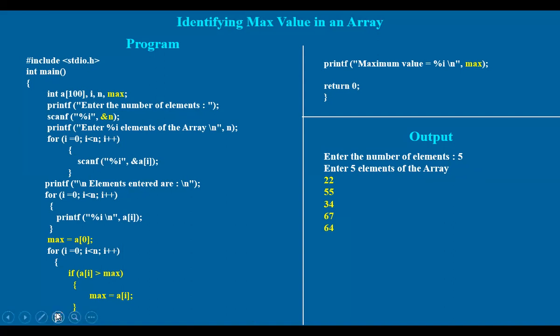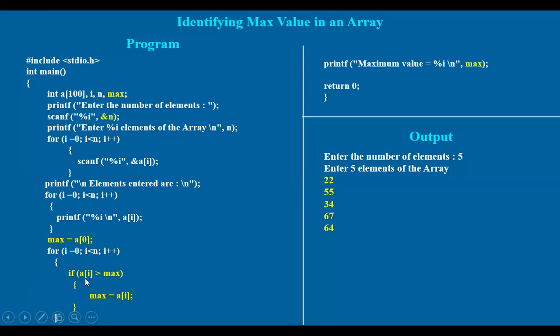Now it is going to compare. Initially, the max value is A0. That is, initially it takes maximum value as 22. Okay. Now, when this loop continues, second A1. A1 means 55. If 55 is greater than 22, obviously, the maximum value will now be replaced with A1. That is 55. Okay. Next, it continues.